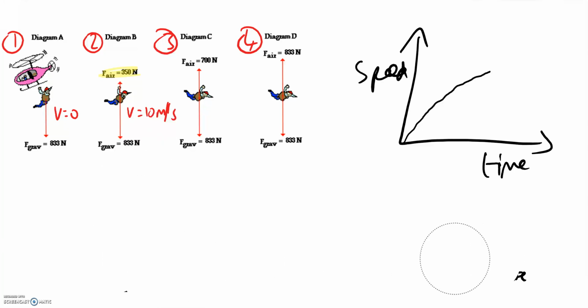So in step 3, or diagram C, this one here, again, this person's going faster and faster, as we can see from this graph. The speed's increasing. We're going upwards that way. So that means that the air resistance is also going to get bigger because we're hitting more air molecules. If you want to think about it like this, the faster you go, the more air resistance there is. If you want to try it, stick your head out of the car.